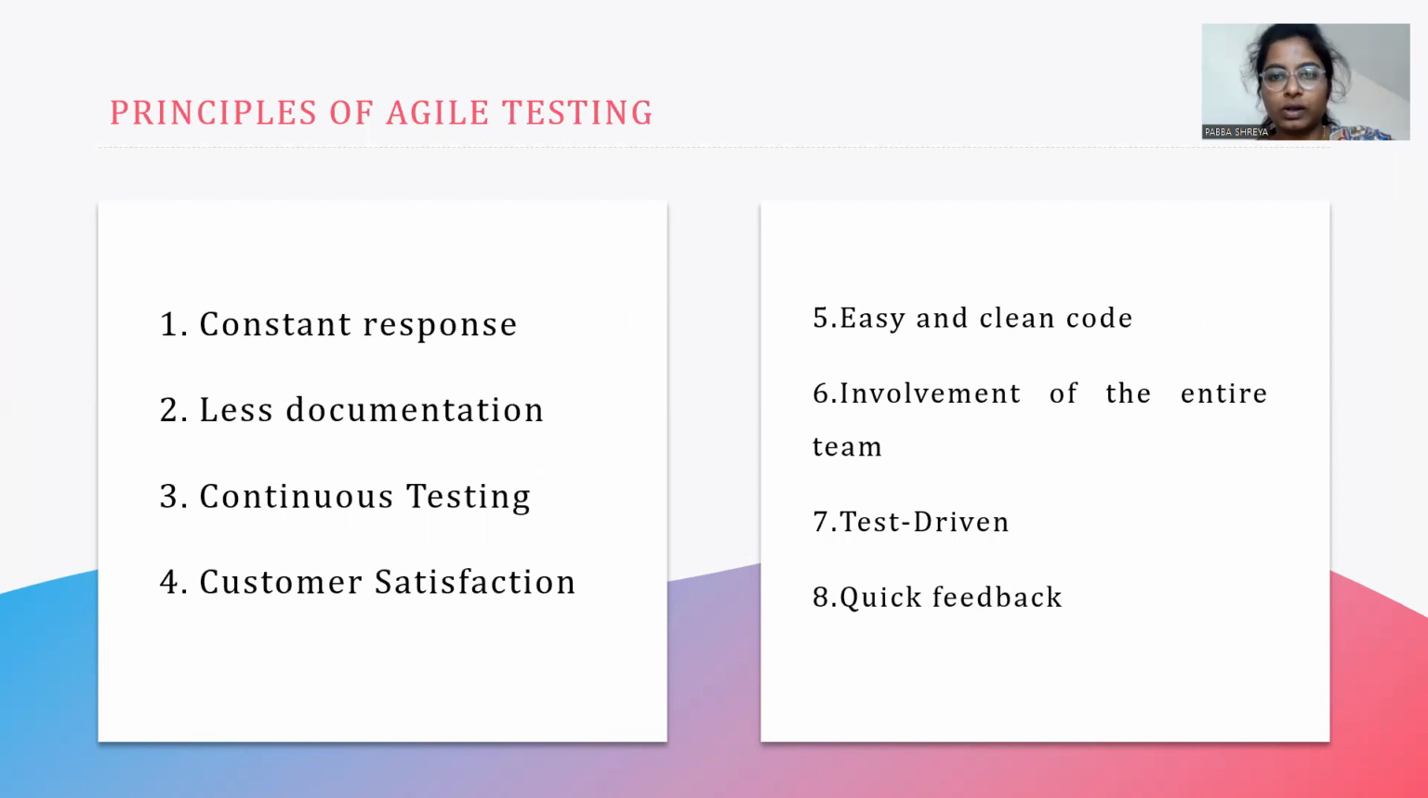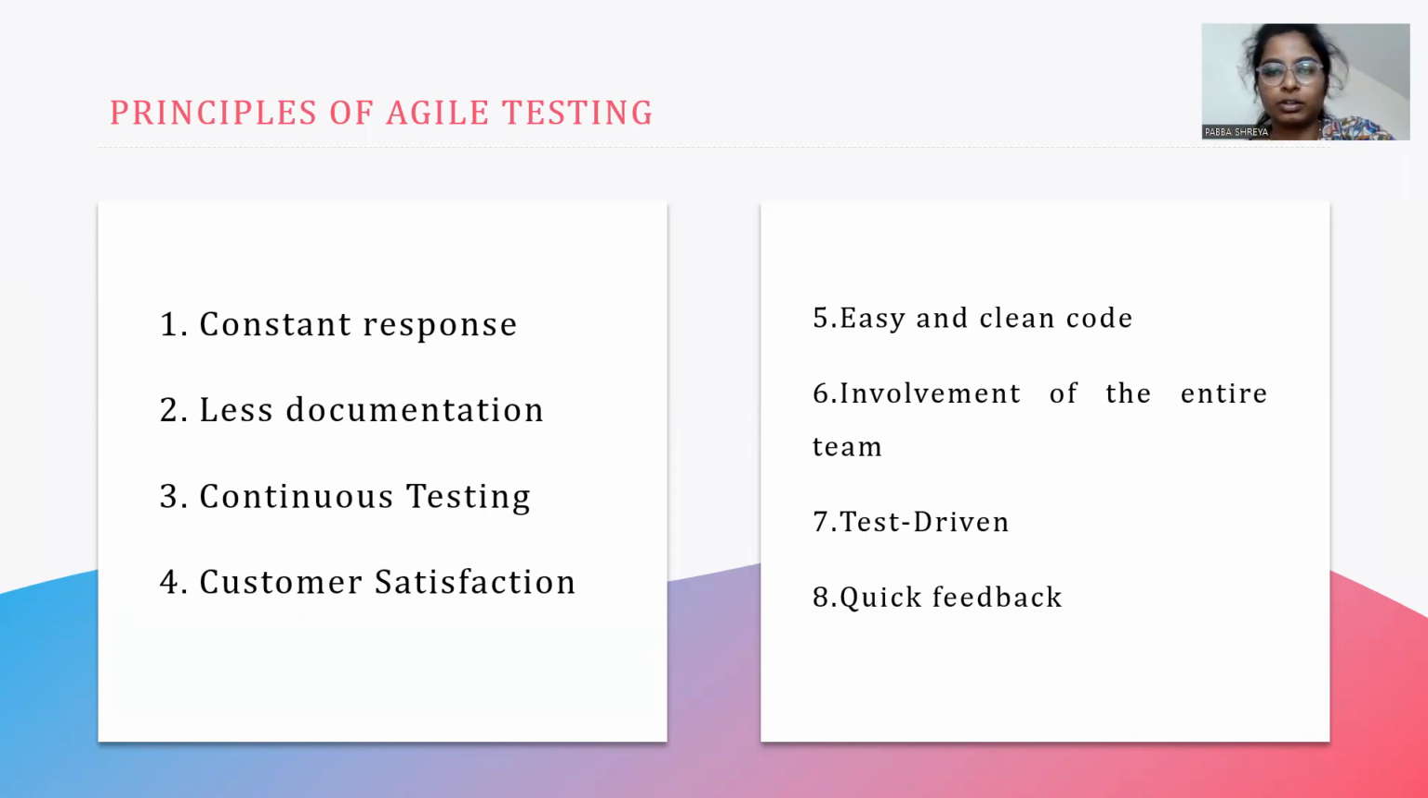First is constant response. Here, the implementation of agile testing delivers a response of feedback on an ongoing basis. Therefore, our product can meet the business needs. In other words, we can say that the product and business requirements are understood throughout the constant response.